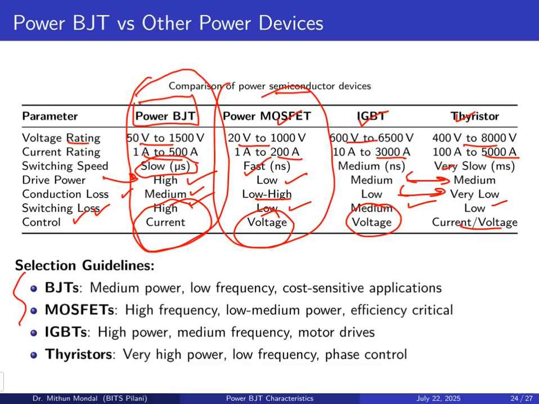Selection guidelines: if you want to operate at medium power, low frequency, in a cost sensitive application, then prefer BJT. If you want high frequency, low to medium power, and efficiency critical, go for MOSFET. If you want high power, medium frequency motor drive applications, go for IGBT. Very high power, low frequency, and phase control, go for thyristors. So depending upon the application, you can choose the power semiconductor device among the four.